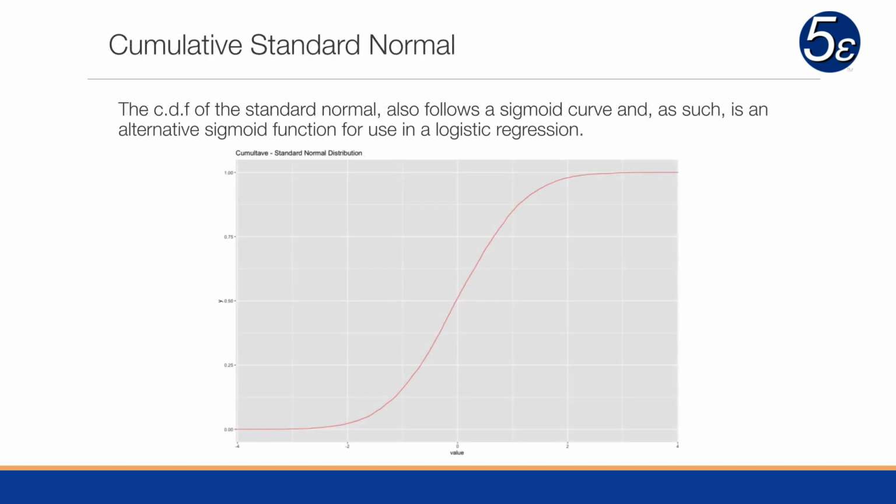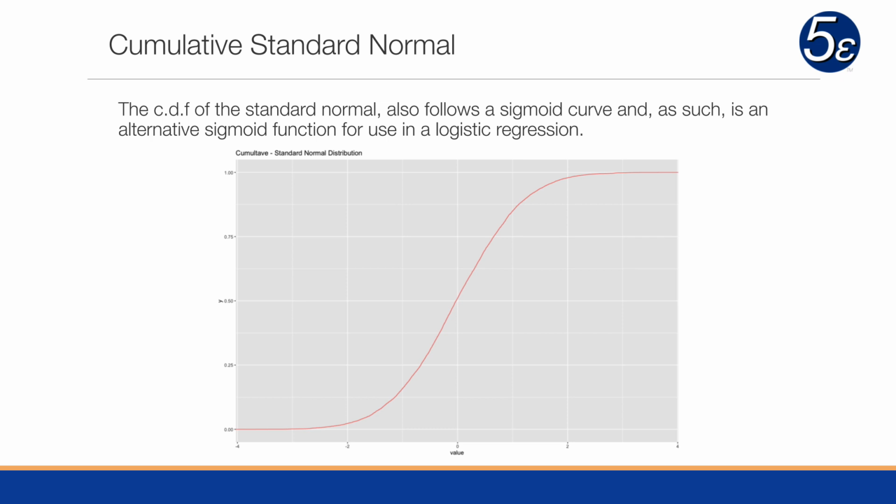Let's take a little deeper look at something. The cumulative distribution function of the standard normal also follows a sigmoid curve, and as such is an alternative sigmoid function for use in the logistic regression.